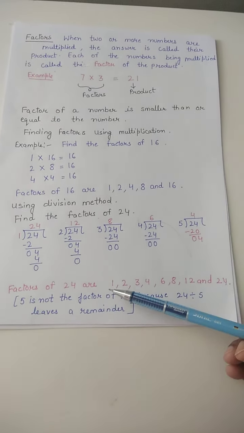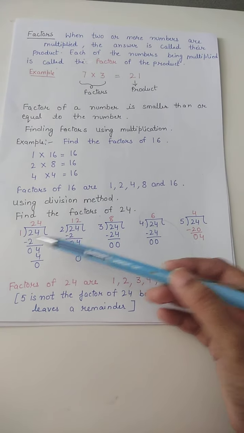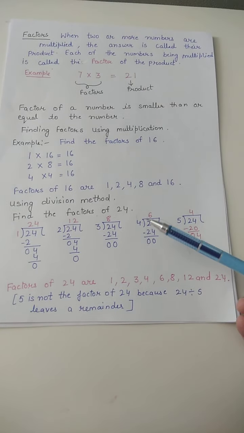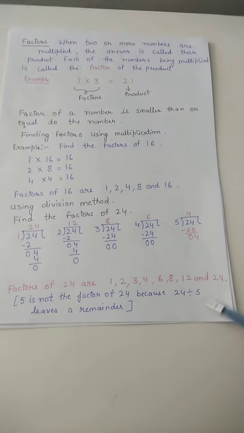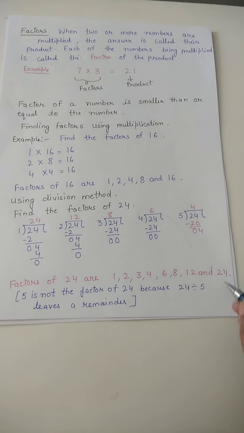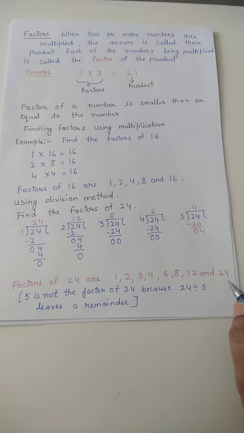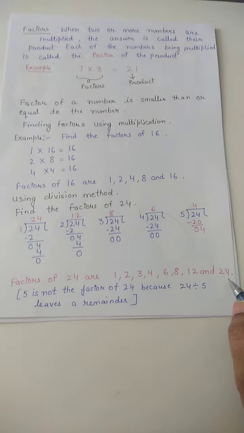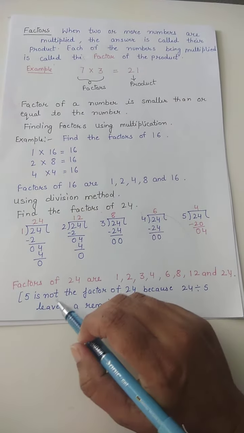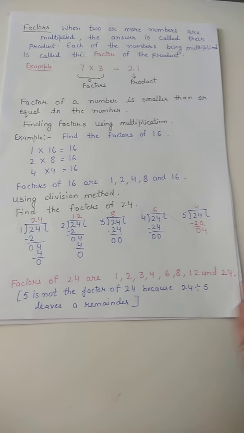So the factors here are 1, 2, 3, 4, the numbers by which we are dividing, all are factors. Now the quotients are also factors: 6, 8, 12, 24, right? And the number was 24, so 24 1s are 24, so 24 is also a factor of 24, because 24 can divide itself, right? So the number is also a factor of itself. Here I am writing: 5 is not a factor of 24 because 24 divided by 5 leaves a remainder.